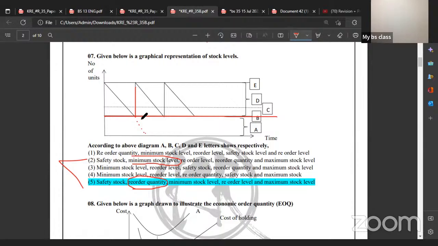Because this same question came in a past paper, you remember we discussed it. So you have to know the basics first, right? Then only you can think about the next level of questions.